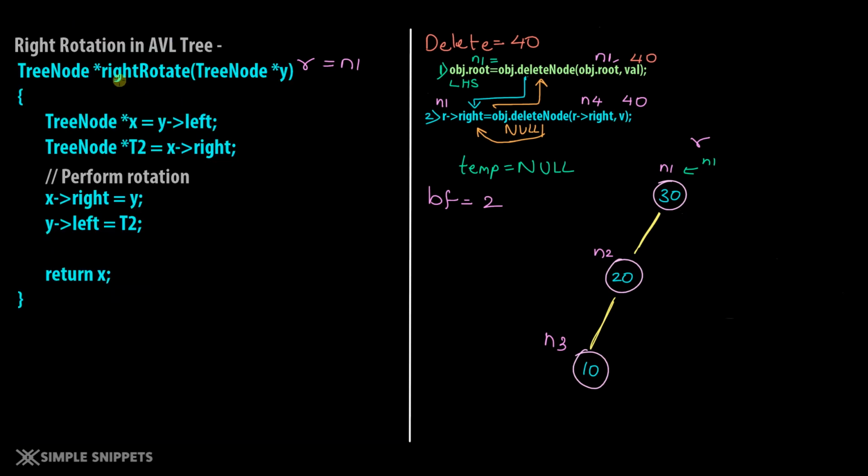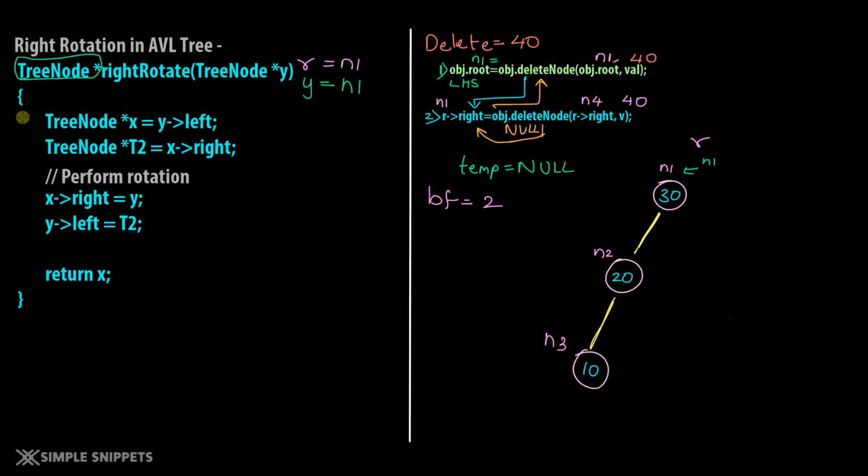So this is the code for right rotate. Again, it has a return type of tree node star, which means it will return a pointer after doing the rotation. It is taking an argument of tree node pointer, and over here Y is nothing but N1 that we've passed. Now if you've seen the insertion part, the right rotate and left rotate are exactly the same. You guys can skip to the further part of the deletion. You can skip this right rotate and left rotate code.